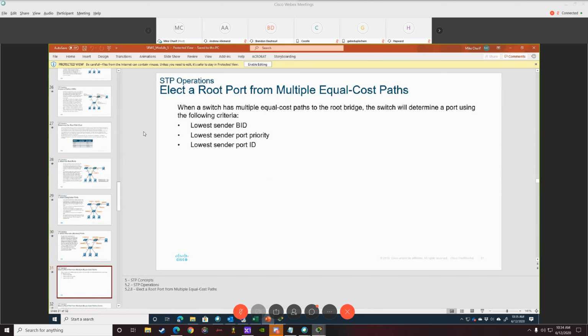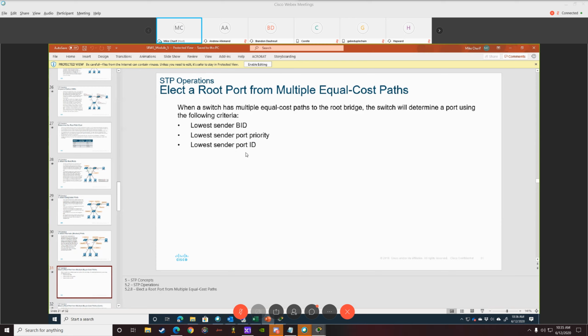Let's say we have a port F0/9 and another port F0/2. Therefore, 2 is less than 9. So this is in case we have equal costs.